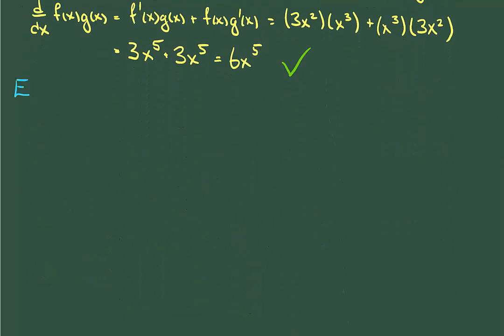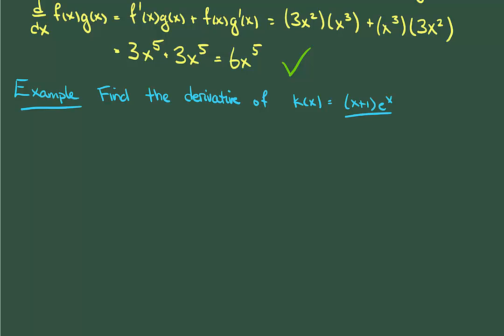Let's do a slightly harder example now. Let's find the derivative of x plus 1 e to the x divided by x. Now there are a bunch of ways that you could do this. For example, you could expand out the x plus 1 term and do some cancellations with the x in the denominator. That would absolutely work, and I suggest that you try it. I'm going to do this a different way.